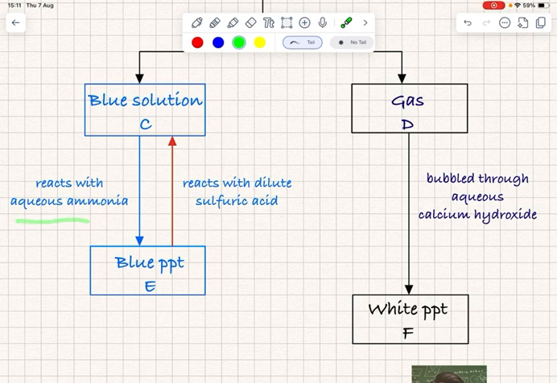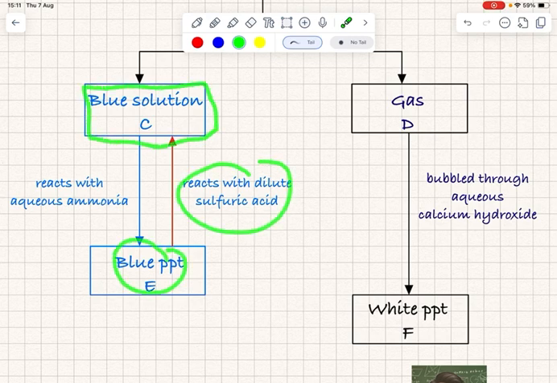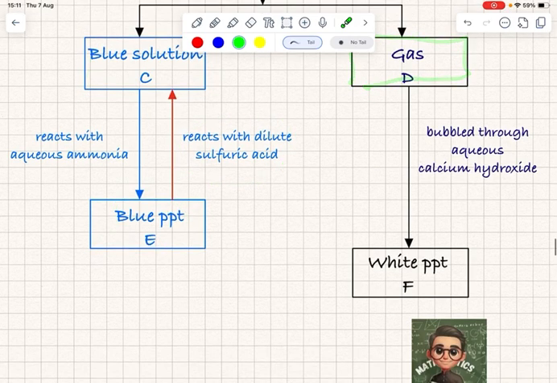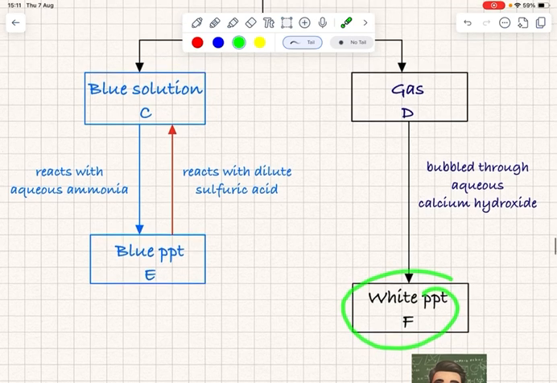A blue precipitate will be produced, and this same blue precipitate, if you react it with dilute sulfuric acid, will dissolve in this acid to produce the blue solution C. And the gas D, upon bubbling through aqueous calcium hydroxide, which is lime water, produces a white precipitate. Obviously, your gas D is carbon dioxide, no doubt about it.